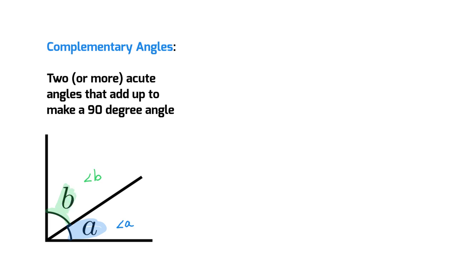One of the definitions that we need to know for this section is complementary angles. This is where 2 or more acute angles, so small angles, add up to 90 degrees. That means that the full corner here is exactly 90 degrees. So that means angle A plus angle B is going to give me exactly 90 degrees. This is called a complementary angle or angle pair.